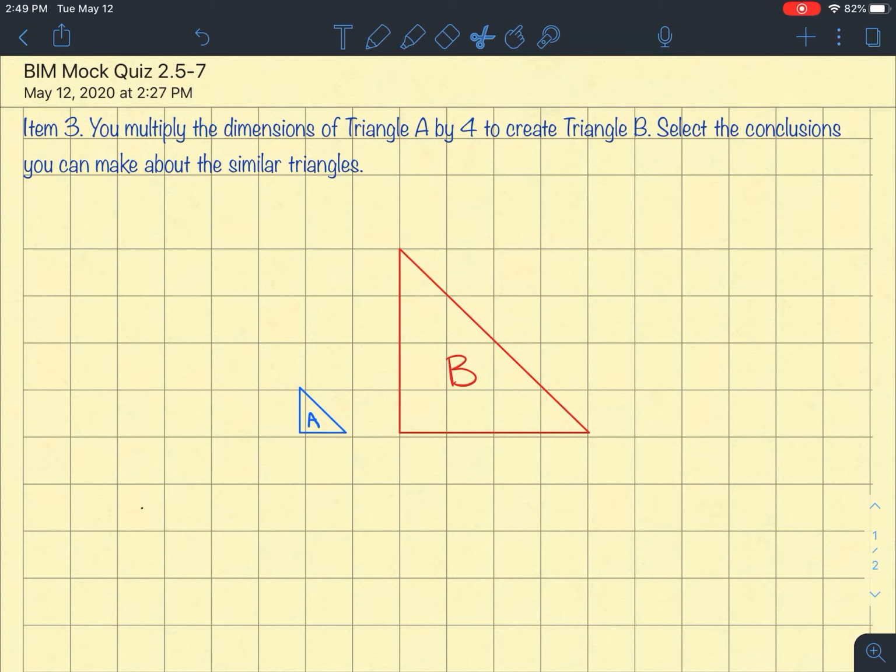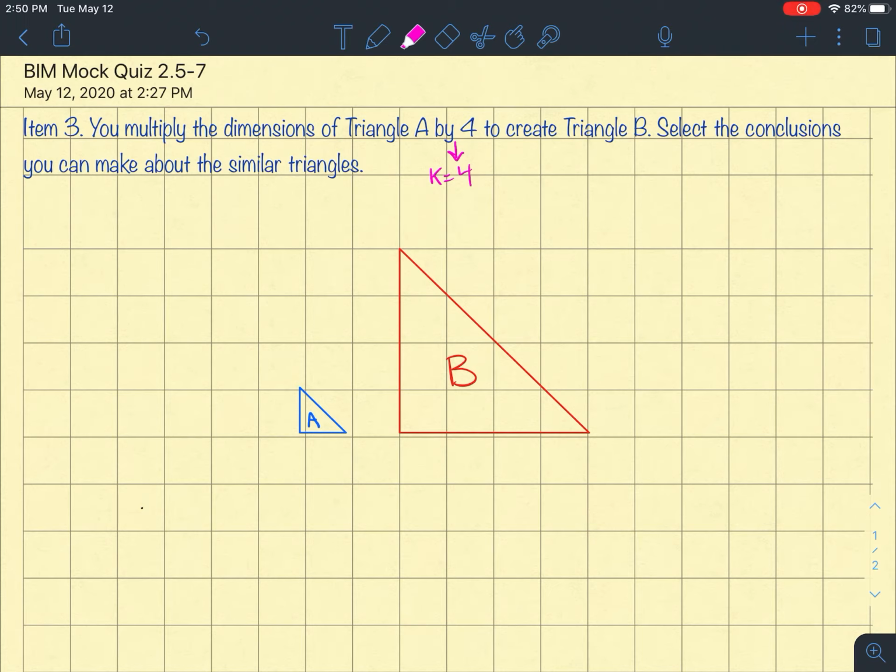So this is item 3, and it's telling you that you multiply the dimensions of triangle A. So you have one triangle A, and you're multiplying the dimensions by 4. So that means we're using a scale factor of 4. So this part means that K equals 4. You're doing an enlargement where you take every dimension and you multiply it by 4, and then you're going to get a second triangle. You're going to get triangle B, and then it asks you to select the conclusions you can make about the similar triangles.